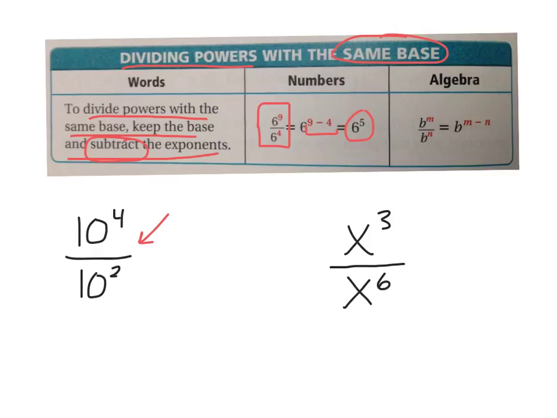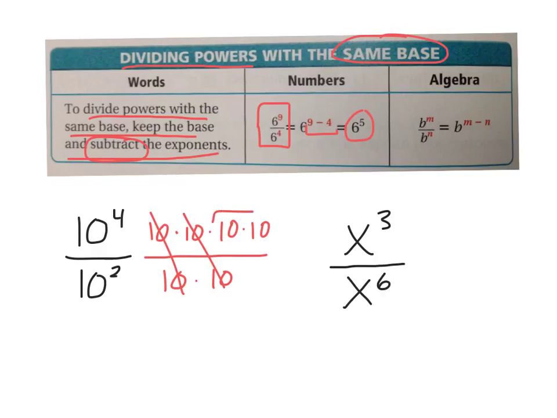Let's take a look at why that is. So if I have 10 to the 4th over 10 squared, this is 10 times 10 times 10 times 10 if I expand it, and in the denominator it's 10 squared, so it's 10 times 10. Anytime I have 10 over 10, it would cancel out between the numerator and the denominator. So I would multiply everything on top and divide by everything on the bottom. So 10 divided by 10 cancels out, and 10 divided by 10 cancels out again. So I'm left with 10 times 10, or 10 squared, over 1.